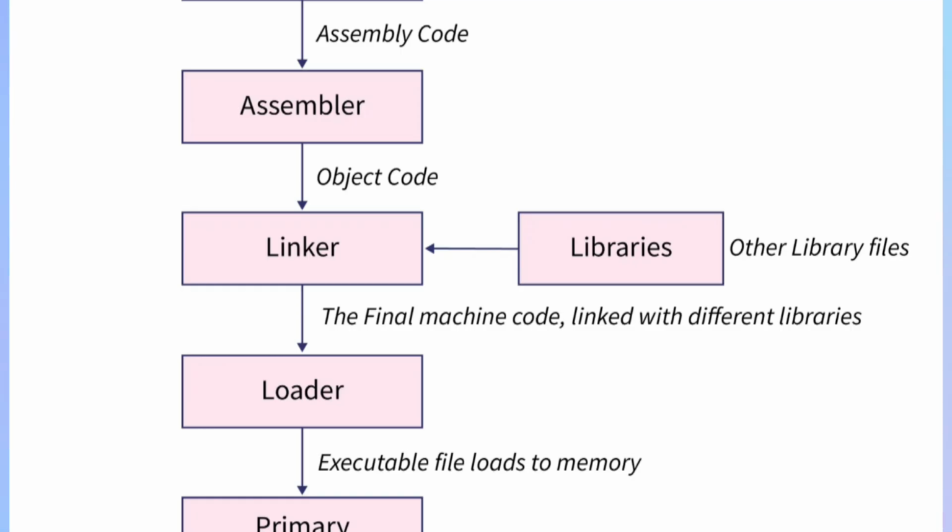The assembler converts it to object code. That object code is transferred to the linker. The linker communicates with the libraries, external libraries or other internal libraries. The fixed machine code is included with the different libraries. Then the loader loads the executable file into the memory, the primary memory.